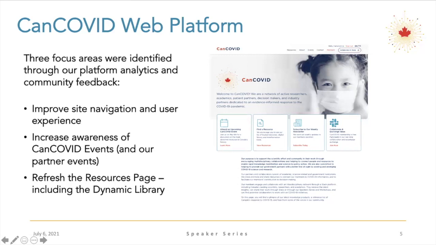And then finally, refresh the resources page, including our dynamic library. So defining quick links that we vetted and organized to give people these resources, whether they're our members or just the public, but also having a dynamic library with a search engine where we have high quality reports and pieces of evidence that we can point people to, in English and French, something that we will definitely take a look at during the interactive demo.